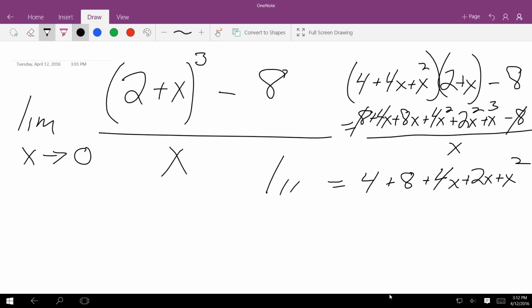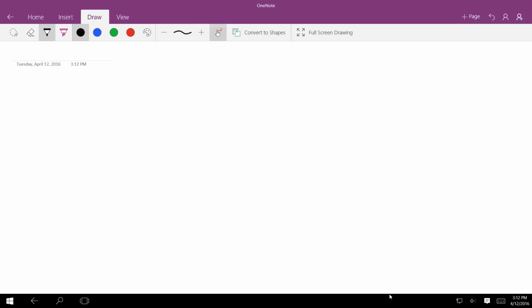Now what is the limit of that expression as x goes to 0? Limit, so 12, just 12. Exactly. Okay. Got another one? Yeah.